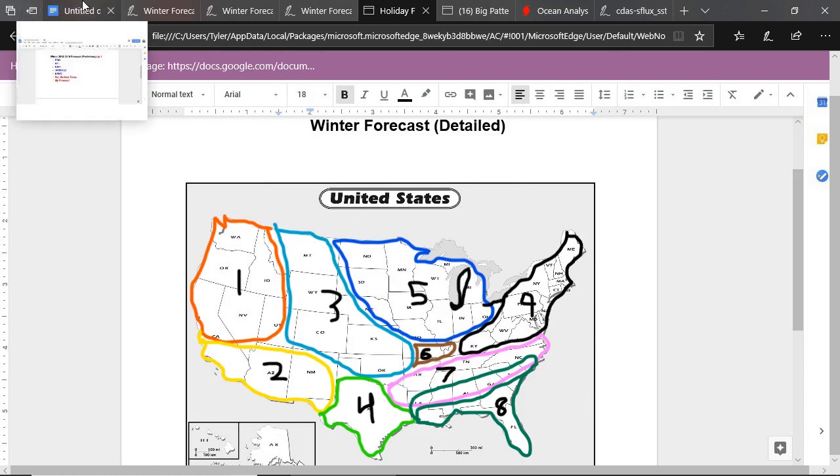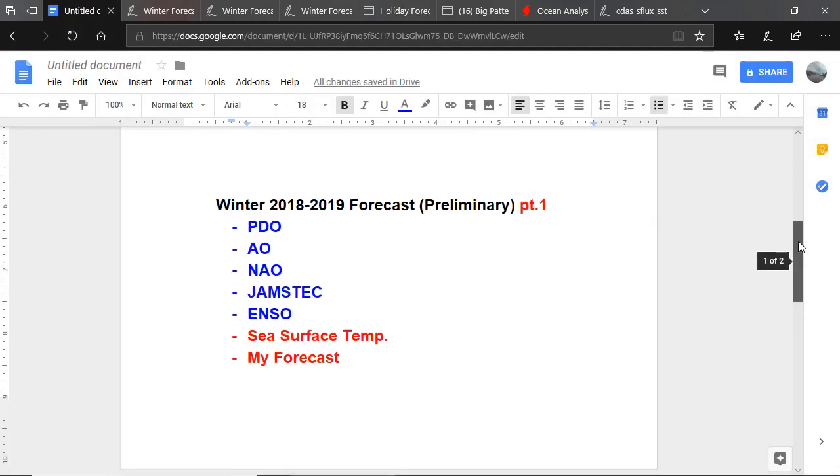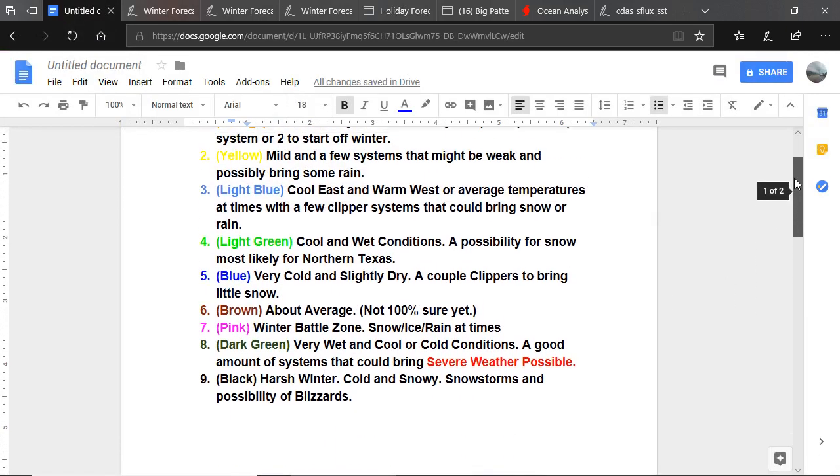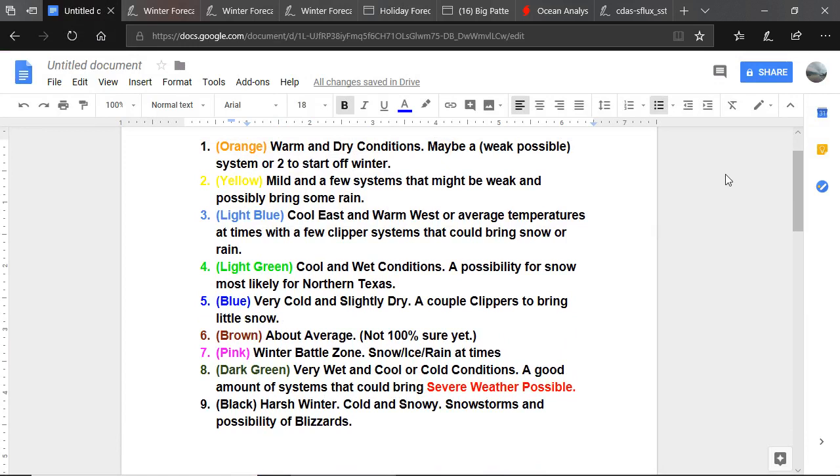Now, if we go back over to here, I have written down what those mean. Let's start with region 1. This is more of the northwest. You got warm and dry conditions, maybe a weak system or two. Those systems could possibly be weak to start off the winter for the most part. We're getting near that point where a couple systems try to come up around there to bring some rain and snow in the higher elevations.